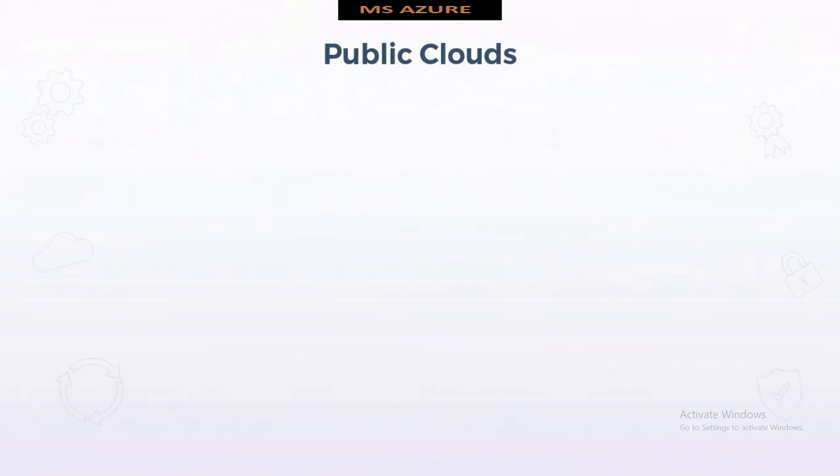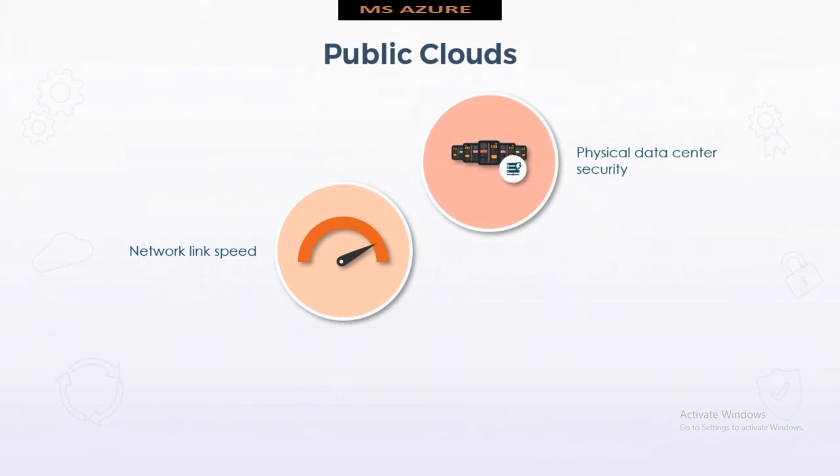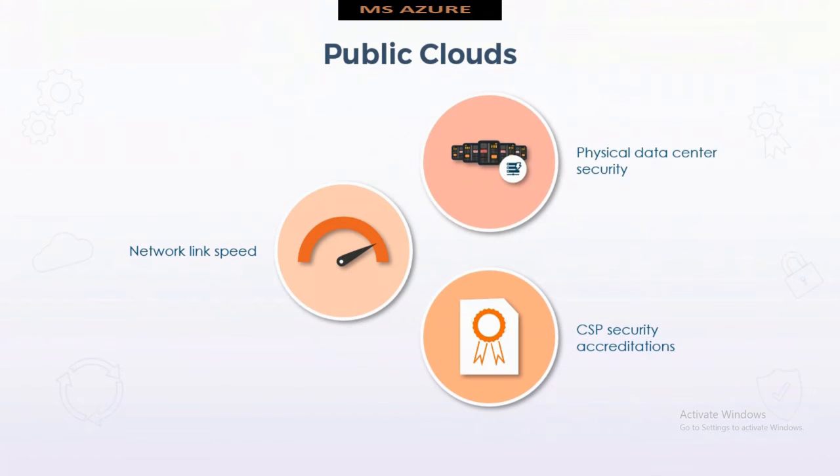So the other things to think about with public clouds are the network link speed to the cloud, physical data center security, and also any security accreditations that might have been achieved by the cloud service provider, the CSP. The network link speed is going to be important if you're using the public cloud, especially at the enterprise level, because in order to get to cloud services, you're traversing a network, whether it be the internet or whether it be a dedicated network circuit, such as is available with Azure ExpressRoute. But it's always important to make sure that we can access those services over the network in a timely fashion.